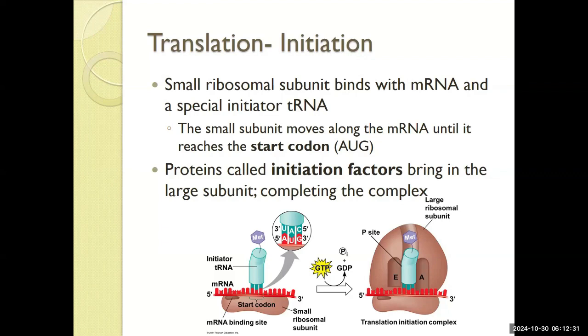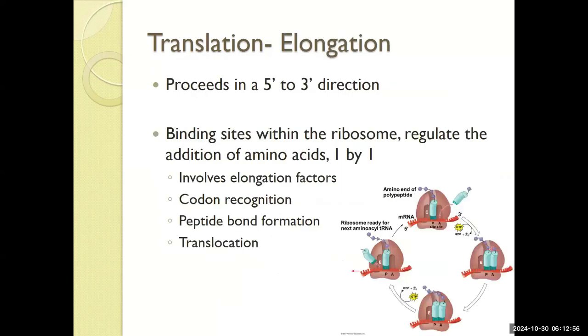Translation begins when the small ribosome subunit and its special initiating tRNA find a start codon, a special unique nucleotide sequence of AUG. Once they sandwich, additional proteins called initiation factors will help bring the large subunit to complete this complex. During elongation, the process proceeds in a 5' to 3' direction. Binding sites within the ribosome, an A, P, or E site, regulate the addition of amino acids one by one.